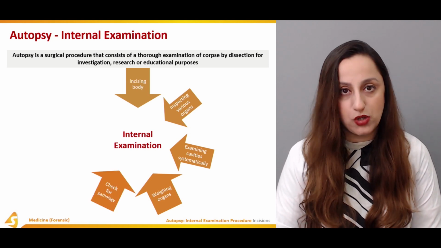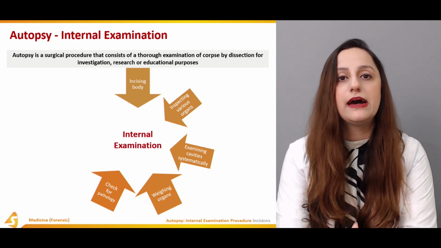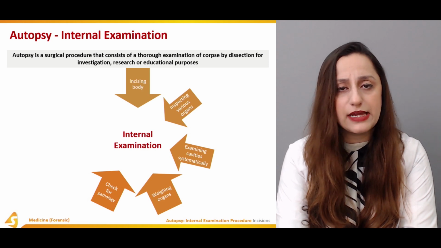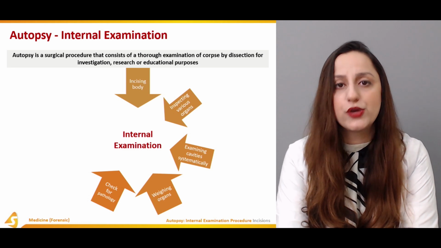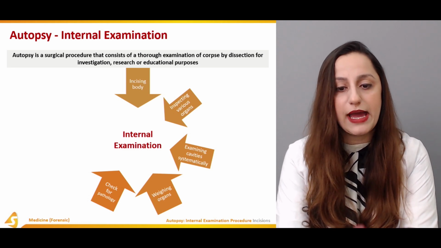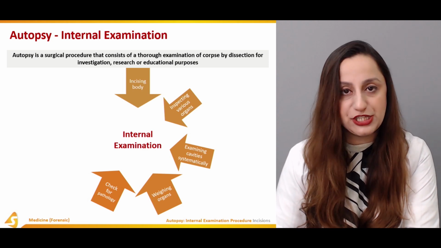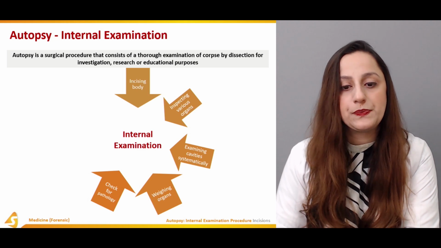Now, check for any pathologies. These are basically the general rules that we follow while performing the autopsy, for any reasons that we are performing the autopsy, and for any pathologies that we are looking for in any organ. So we have to check for the relevant pathologies in that particular organ, may it be the heart, may it be the kidney.